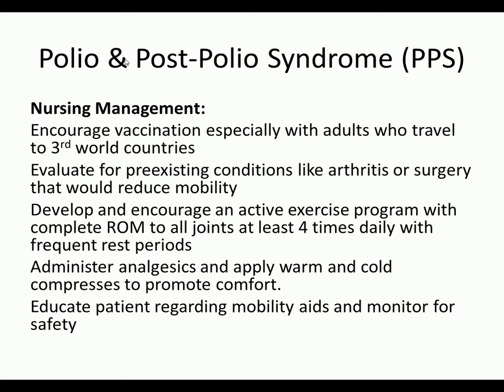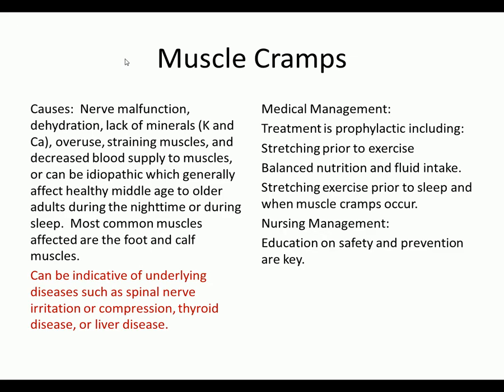Muscle cramps is our next topic that the book goes into. Of course, muscle cramps is a nerve malfunction. It can be caused by dehydration, lack of minerals, an imbalance of electrolytes, and overuse and strain of muscles. You can have idiopathic muscle cramps, which you will see in middle-aged to older adults. This usually occurs during the night. It usually affects mostly the feet and the calves.